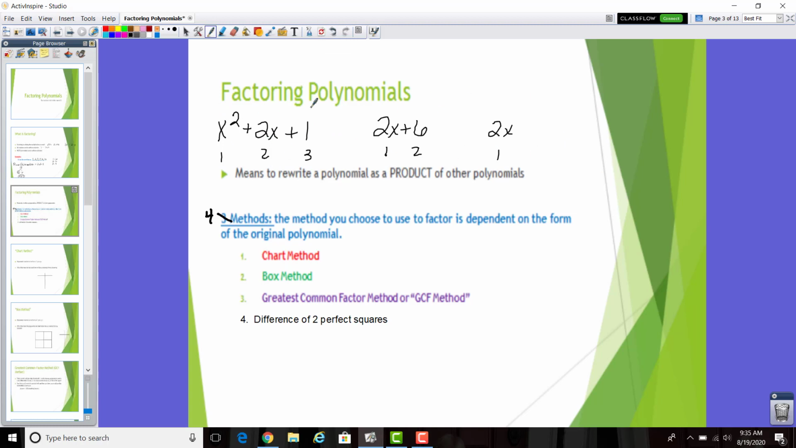To factor these polynomials, there's many different methods. The method you use is going to be dependent on how many terms the polynomial has, and we go from there.